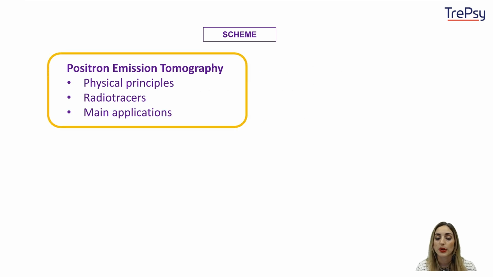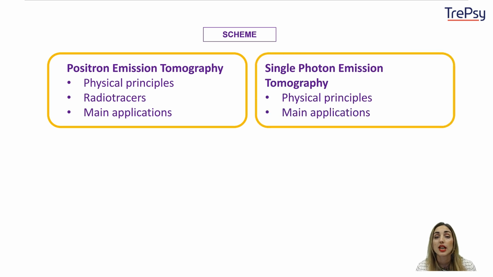Let's start with a brief scheme of the course. I will start with talking about PET, positron emission tomography. I will first describe a little bit the physical principle governing this technique. I will then talk a little bit about the radio tracers, and then I will present some of the main and recent applications of this methodology to the study of the endocannabinoid system.